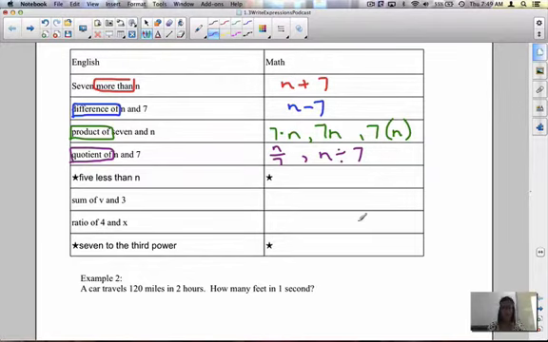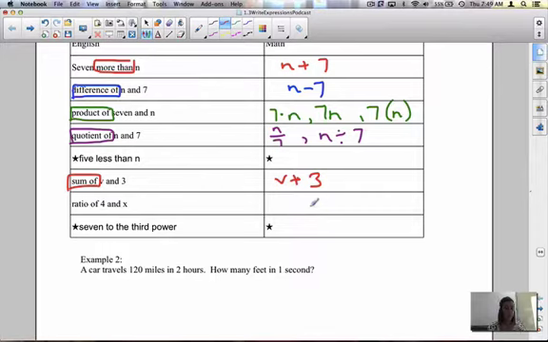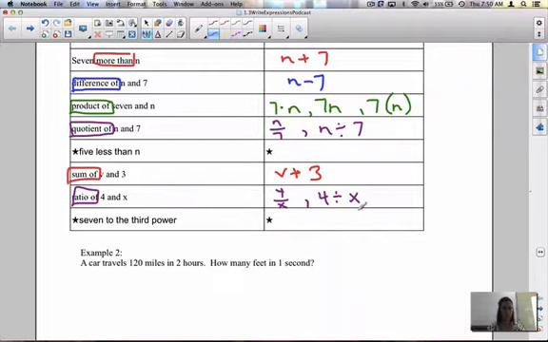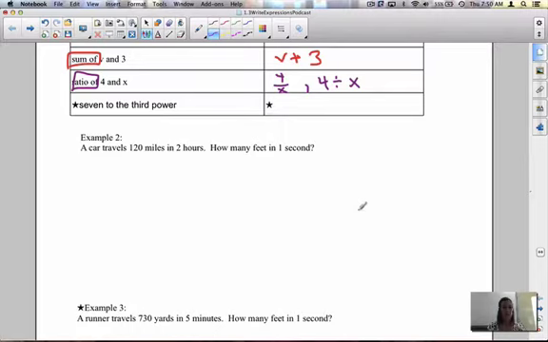Okay, the next problem, the sum of v and 3. Sum is an addition problem. This is a new one, the ratio of 4 and x. Now, ratio is a division problem. You can set it up 4 over x or 4 divided by x. The starred problem you're going to do on your own, 7 to the 3rd power. Okay, now to some unit rate problems.